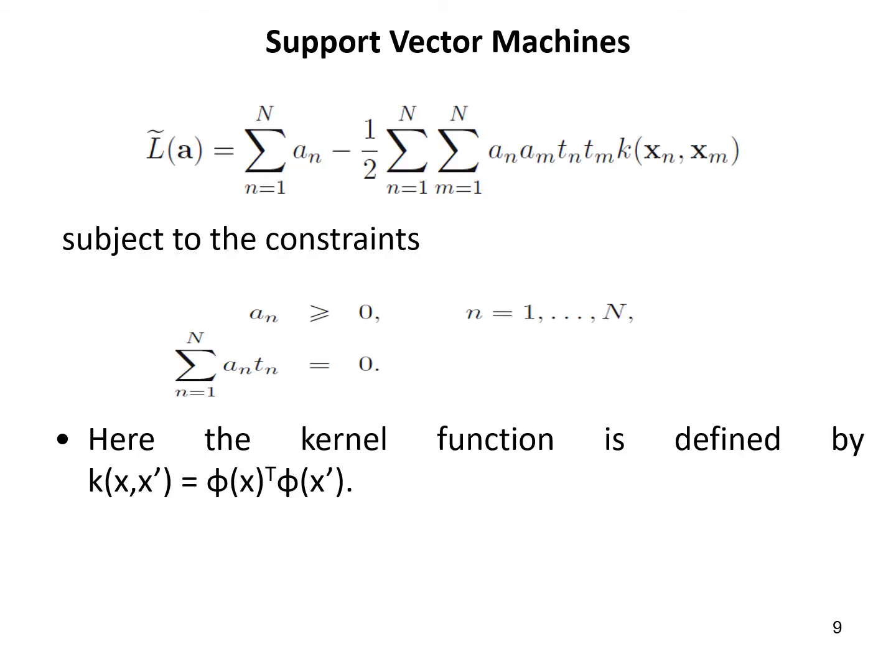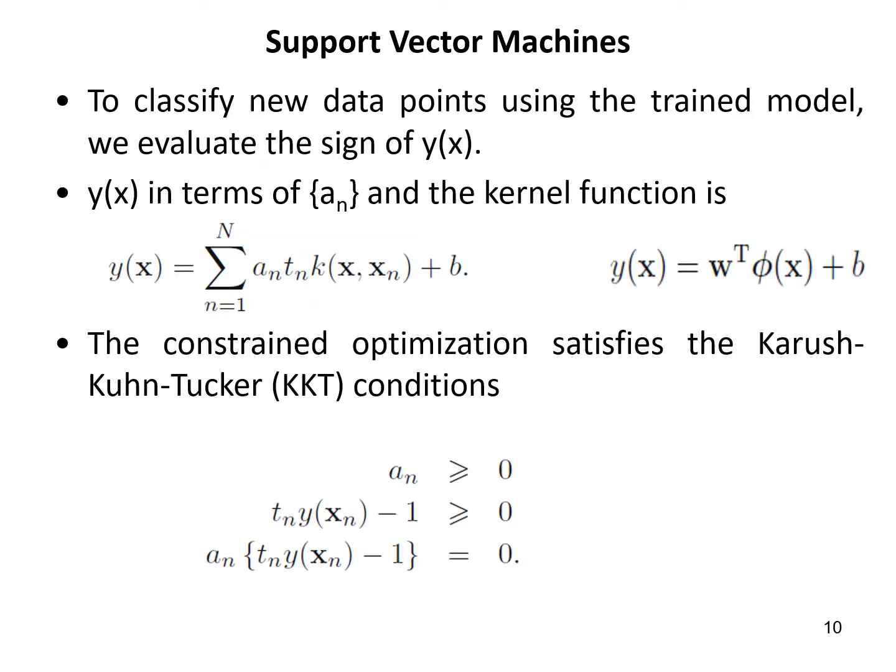We get L~(a) equal to the summation over n equal to 1 to N of an minus 1/2 double summation of an am tn tm k(xn, xm), subject to the constraints an greater than or equal to 0, and also the summation over n of an tn equal to 0. Here the kernel function is defined by k(x, x') equal to phi(x)^T phi(x'). To classify new data points using the trained model, we evaluate the sign of y(x). y(x) in terms of an and the kernel function is given.